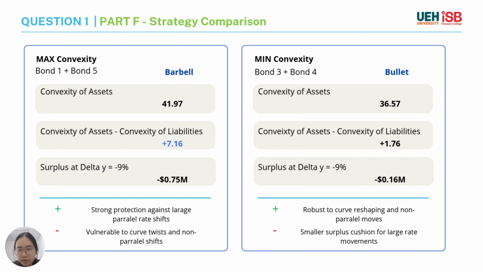Because the cash flows are distributed at the extremes. The second strategy is the bullet portfolio, which combines bond 3 and bond 4. This portfolio has a convexity of 36.57, which is a much smaller convexity gap. As a result, the surplus curve is flatter and the gains from interest rate movement are more limited. For instance, under the same yield change scenario, the surplus is only about 0.16 million. This implies a smaller protection cushion, but the strategy is more stable. Its key advantage is that it is more robust to changes in the shape of the yield curve, since the cash flows are concentrated around the liability timing.